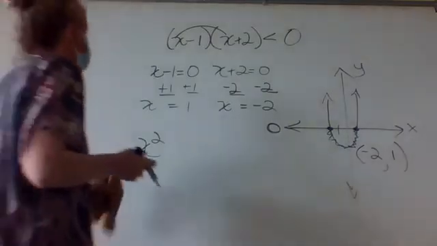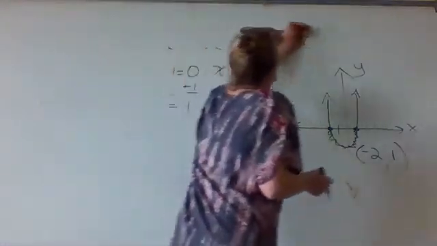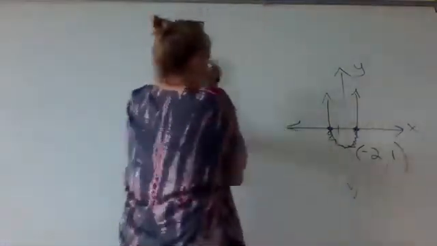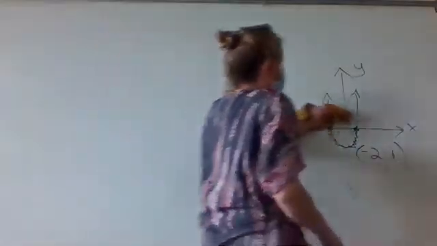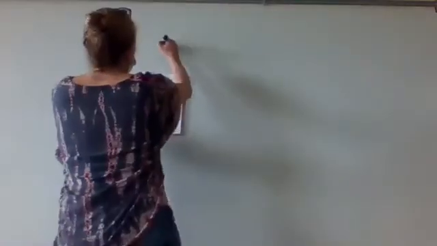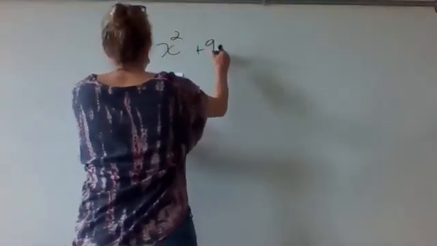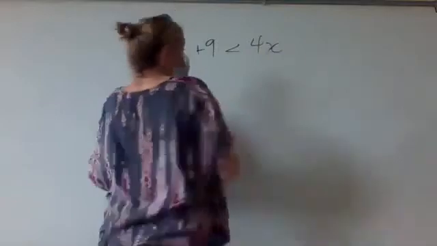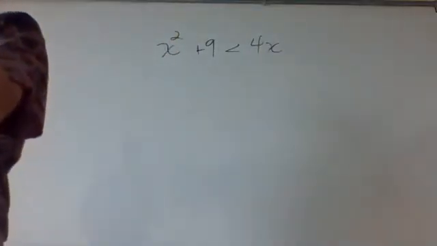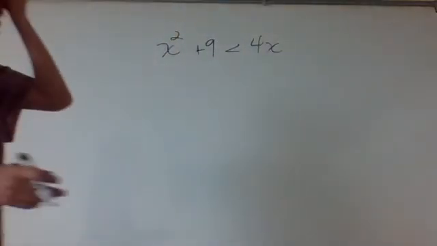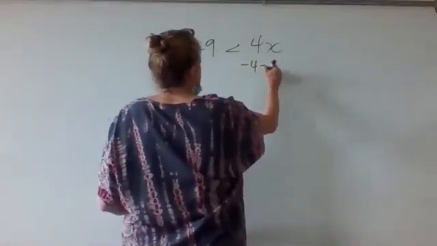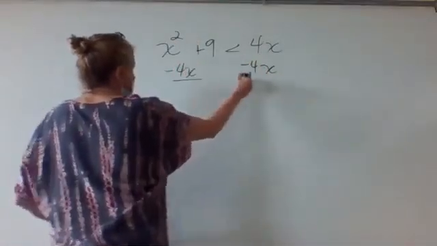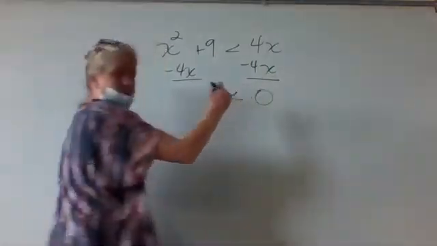Last one. All right, so that one I found the zeros or the x-intercepts by just setting the factors equal to 0 and solving them, since it was already factored for me. On 25, I've got x squared plus 9 is less than 4x. So first of all, I've got to set it equal to 0. So I'll subtract the 4x from both sides. So there's my less than 0.